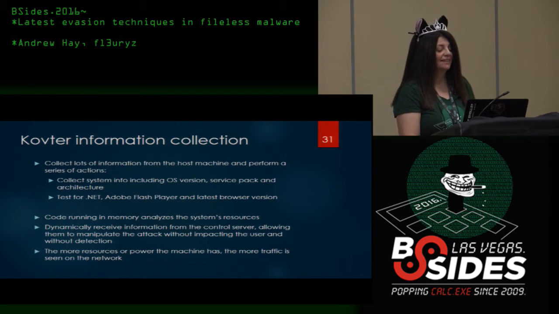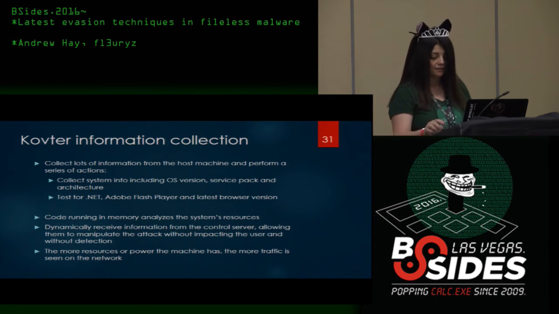It collects lots of information from the host machine and performs a series of actions. So first of all, it will collect system info like OS, version, service pack, architecture. It tests if .NET is present, Adobe Flash Player, and the latest browser version. It analyzes the system resources. It dynamically receives information from the control server, allowing them to manipulate the attacks without impacting the user and without detection. So the more resources or power the machine has, the more traffic is seen on the network after that.